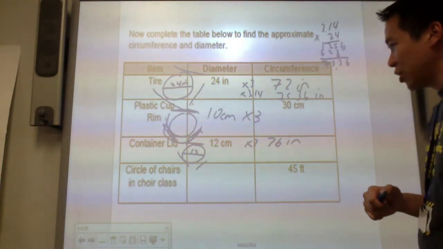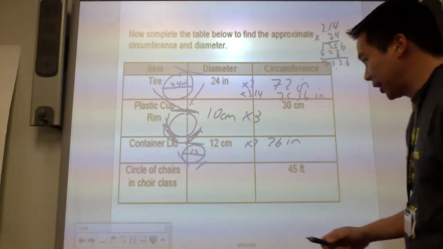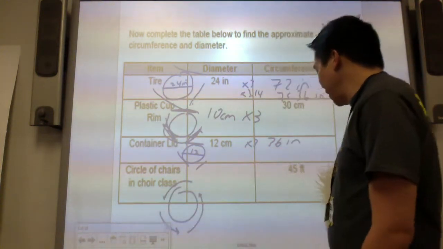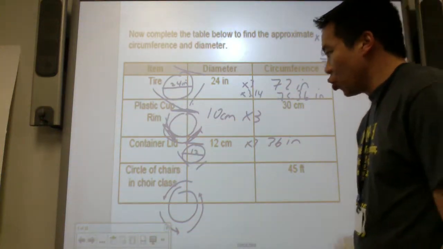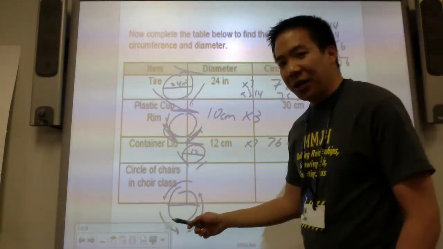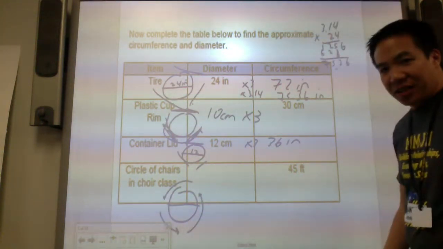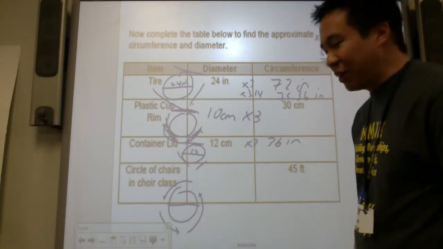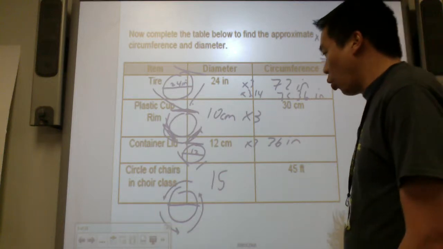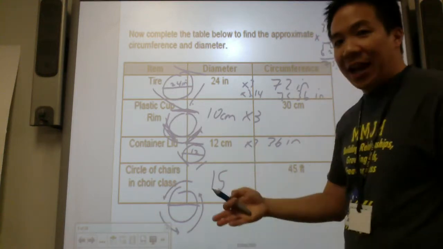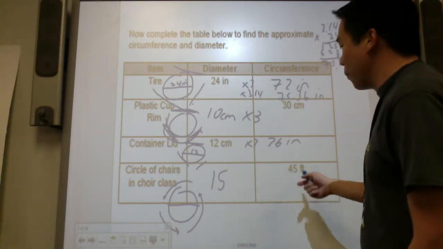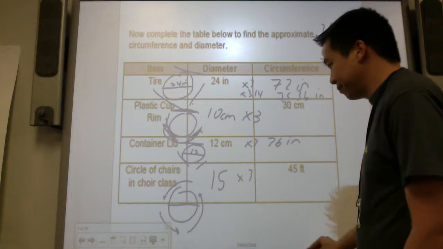And last but not least, you have a circle of chairs in choir class. The circumference around it is 45 feet. So what will the diameter be if you go straight across? Remember, a diameter is about 1/3 of this. So what is 1/3 of 45? 15. 45 divided by 3 is 15. Or let's check our work. If you have a diameter, about 3 diameters or 3.14 diameters will make the circumference. And that's 45.